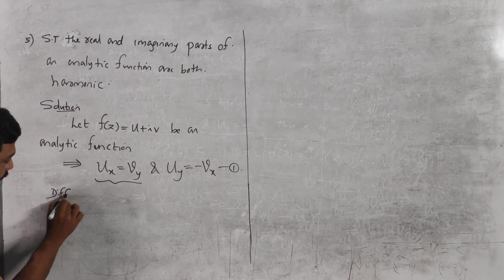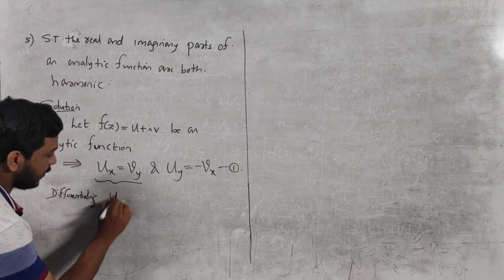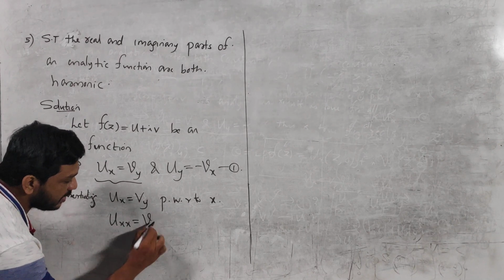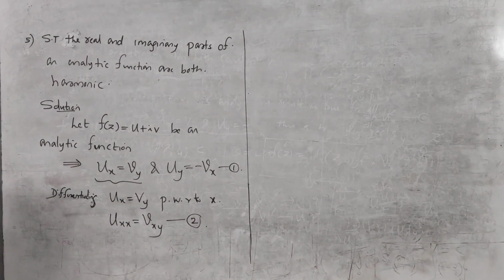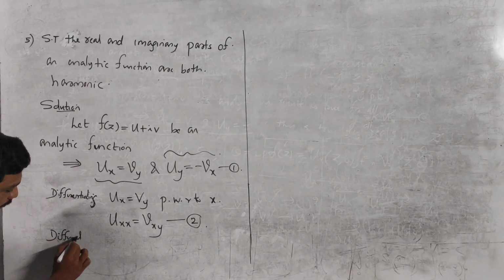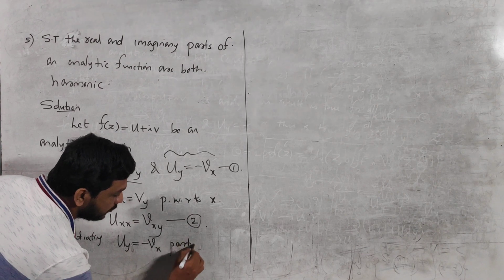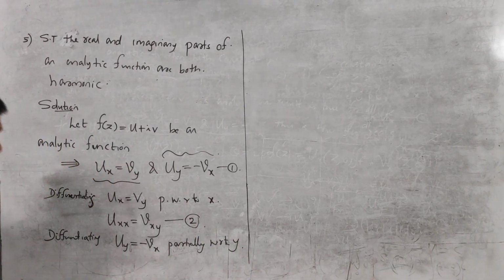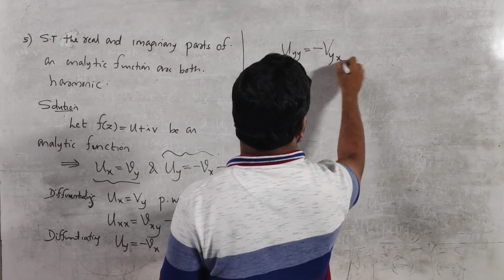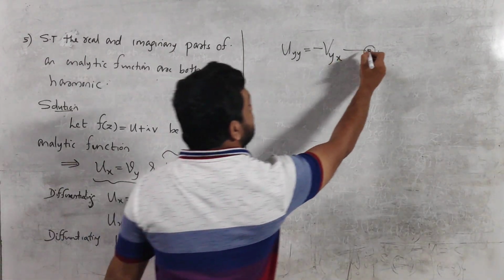Differentiating ux = vy partially with respect to x, we get uxx = vxy. Mark it as equation number 2. Once again, take this equation and differentiate uy = -vx partially with respect to y. We get uyy = -vyx. Mark it as equation number 3. All of you know vxy and vyx are the same.